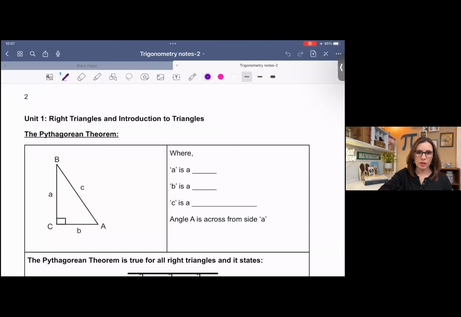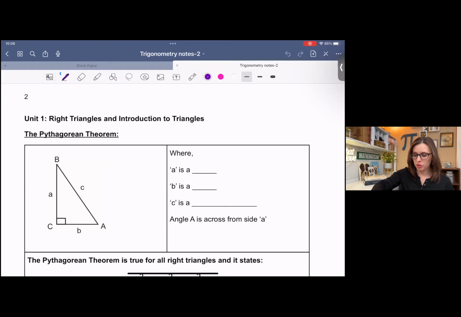Hey y'all, this is a lesson about right triangles where we talk about the Pythagorean theorem. The Pythagorean theorem only applies to right triangles. So we're going to look at a right triangle here and label the parts.